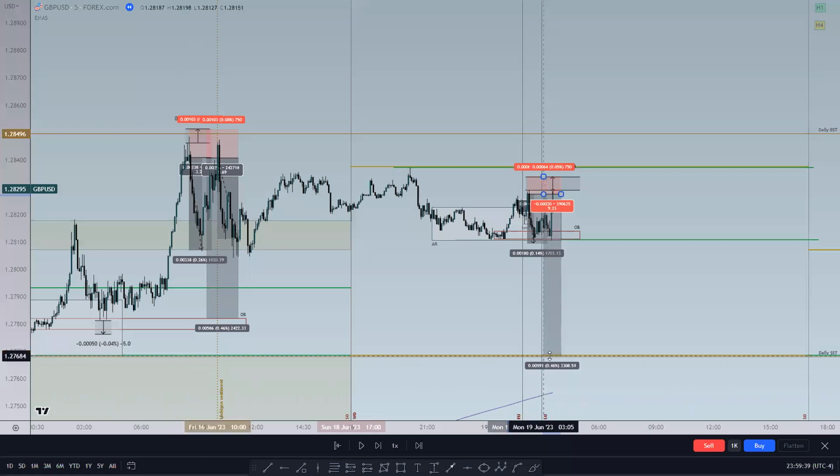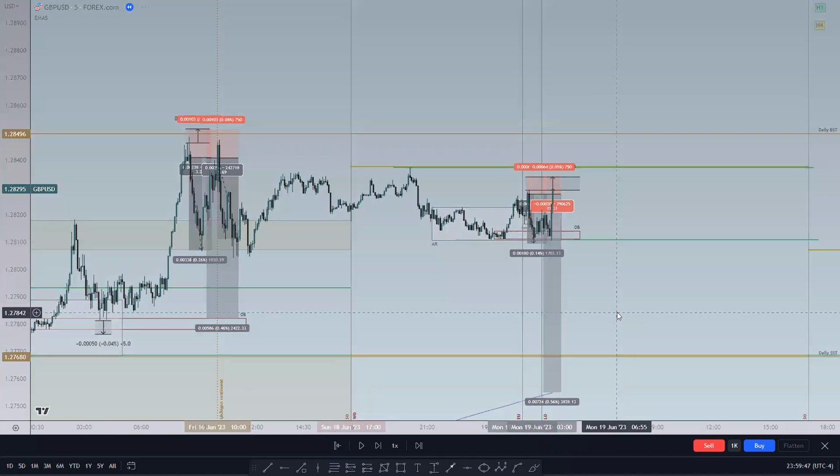You could even have aimed for the daily SST, or obviously that daily imbalance that was residing below was also a good place to aim for.